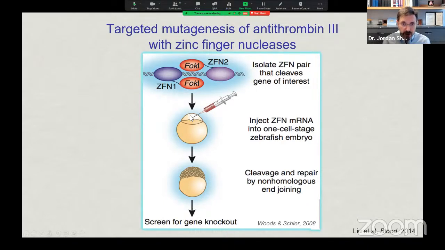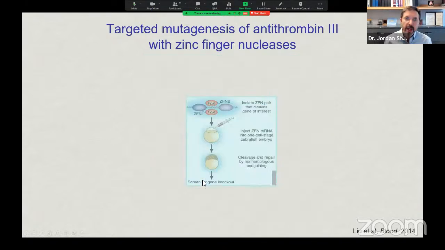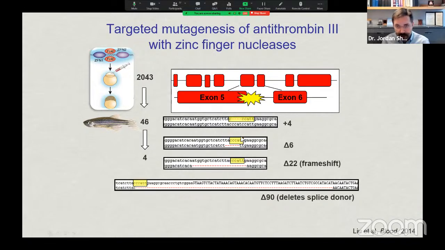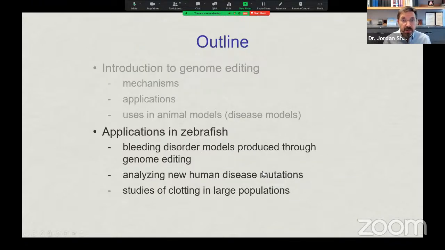We take these, we inject them into a single cell embryo, and we grow that up, and we screen for a knockout. For antithrombin, because zinc finger nucleases didn't work well, we had to inject 2,000 embryos. We got 46 fish that we made in, and we got 4 lines with different mutations. We got a 4 base pair insertion, a 6 base pair deletion, a 22 base pair deletion, and a 90 base pair deletion. And when you get these deletions, the genetic code is a multiple of 3. So every 3 base pairs codes for an amino acid in a protein. So if you get something that is not a multiple of 3, that shifts the code and effectively is a knockout.